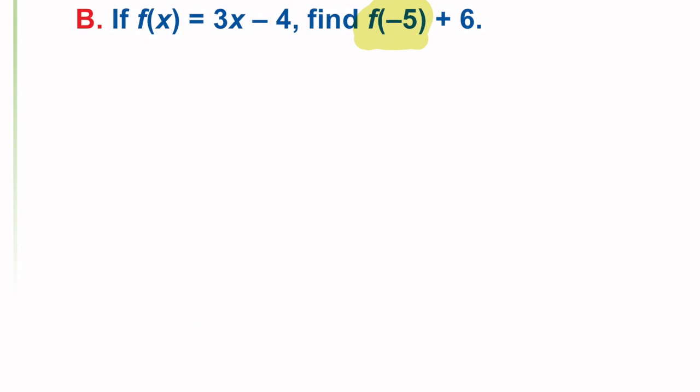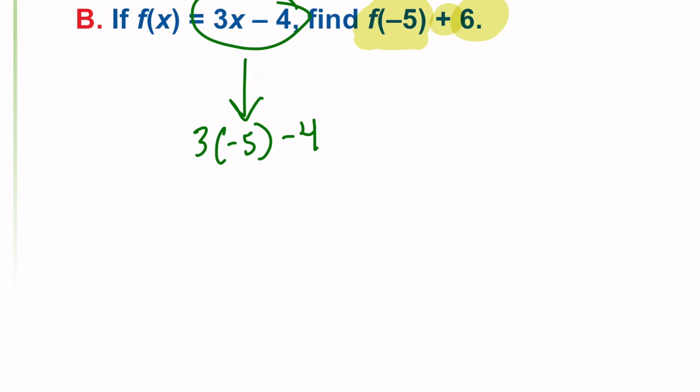Alright, let's look at the last example. For the last example, we're going to look for f of negative 5 plus 6. And the function is 3x minus 4. This one's a little different because it has a plus 6, not just the f with the negative 5 in there. So we're going to start with the 3x minus 4 and focus on that first. We're going to replace the x with negative 5.